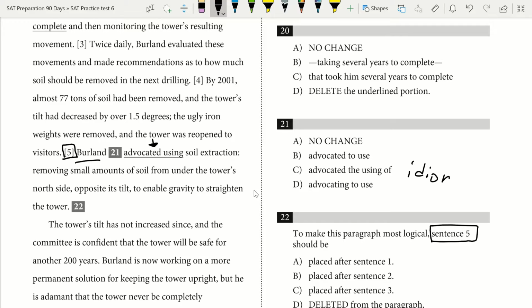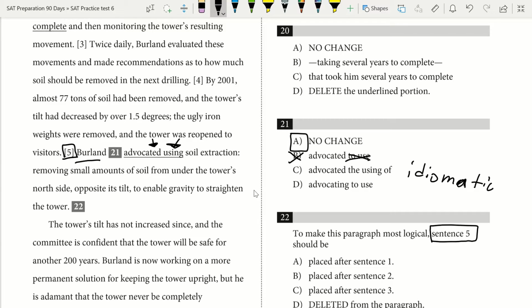Okay, if you don't know what idiomatic is, it just means that you're basically writing as you would if you were talking, right? Say that I was going to tell you that Berlin advocated using soil extraction, right? Nothing is wrong with that. That sounds perfectly grammatically correct. But what if I said Berlin advocated to use soil extraction? Well, that's not idiomatic, right? The key part that makes that wrong is the part "to use," okay? We wouldn't say he advocated to use soil extraction. We would say he advocated using soil extraction.